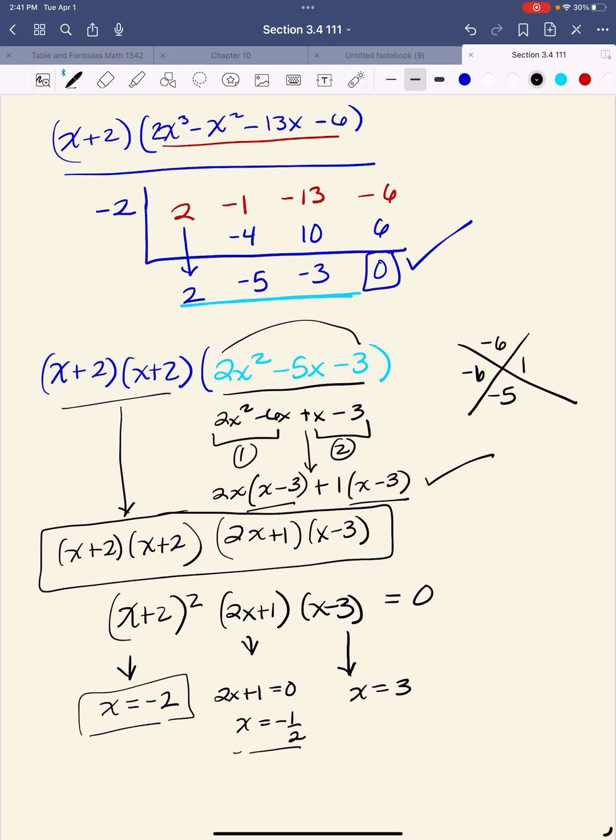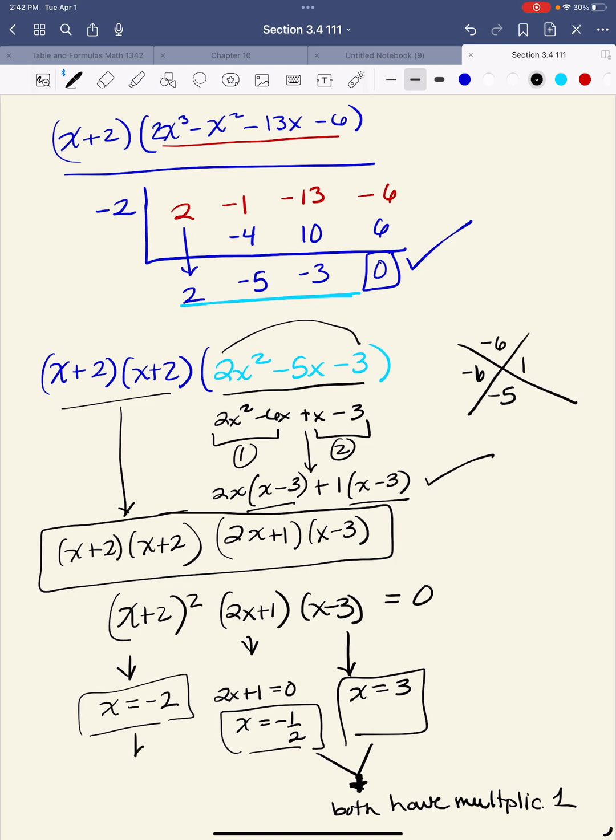Here they are. What are their multiplicities? Well, it looks like each of these, the x equals negative 1/2 and the x equals 3, both have multiplicity 1. However, our 0 of x equals negative 2 has multiplicity 2. And that's because x plus 2 had 2 factors and it was to the 2nd power. We'll see soon how multiplicity plays a role in our zeros when we begin graphing.